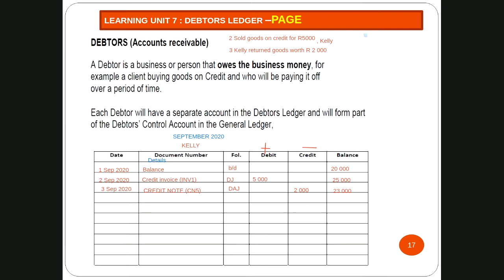Now, let's say, for example, guys, Kelly, from her good heart, thank you very much for having a good heart. She paid us. Kelly paid 1,000 towards the account.